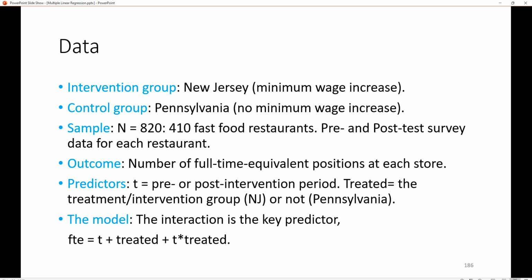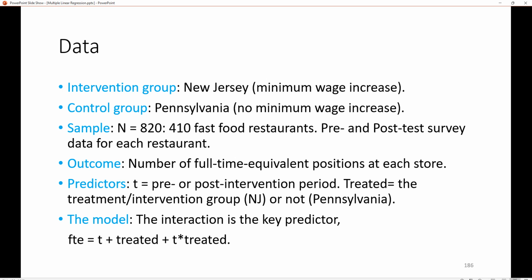And for our data, we see that the intervention group is New Jersey. This is where the minimum wage increased. For our control group, it's Pennsylvania. There was no minimum wage increase. Our sample is 820 rows. There are 410 fast food restaurants, and we have both pre- and post-test survey data for each restaurant. Our outcome is the number of full-time equivalent positions at each store.